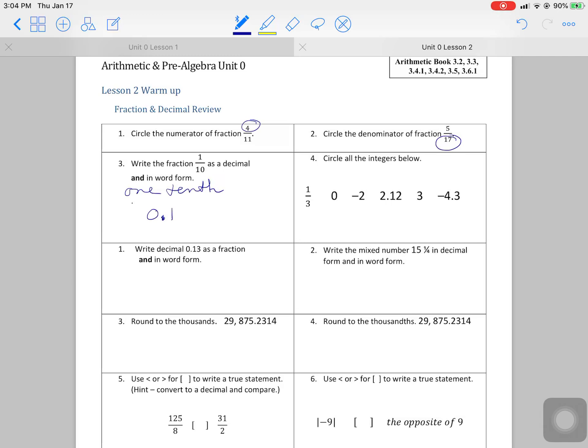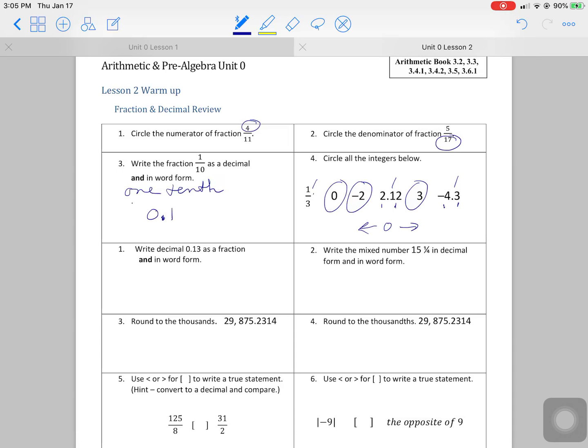Circle all the integers. That's an integer, that's an integer, that's an integer. So the integers run kind of that way from 0 and that way from 0. Fractions and decimals have whole number parts and fraction parts. Integers do not have those parts. They only have the whole number parts, and include 0.